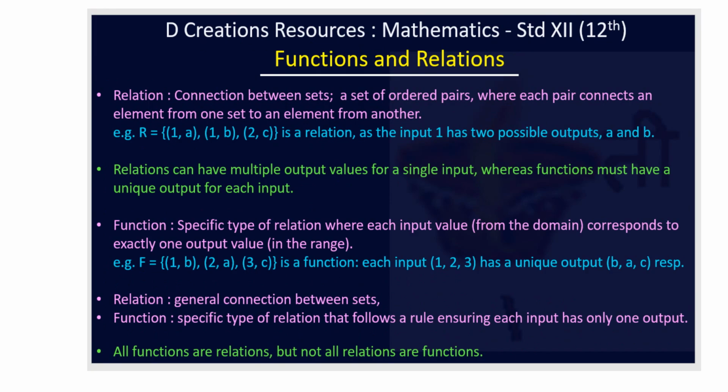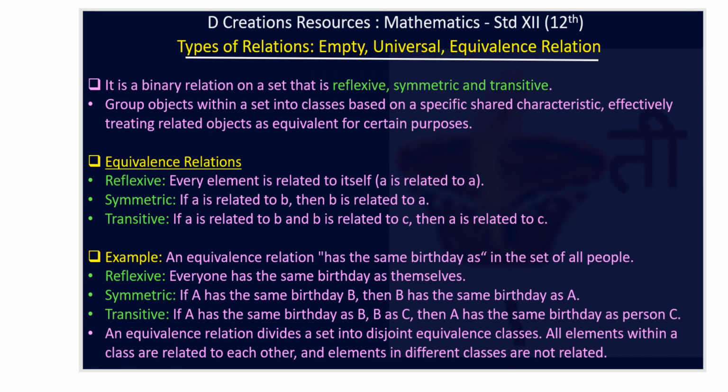And now coming back to the types, there are two very trivial types which are called empty and universal. So if there is no ordered pair which is following the rule that is expected to be followed, it's an empty relation. Or if it is true for every ordered pair, then it is called a universal relation. But now we are going to focus on equivalence relation.